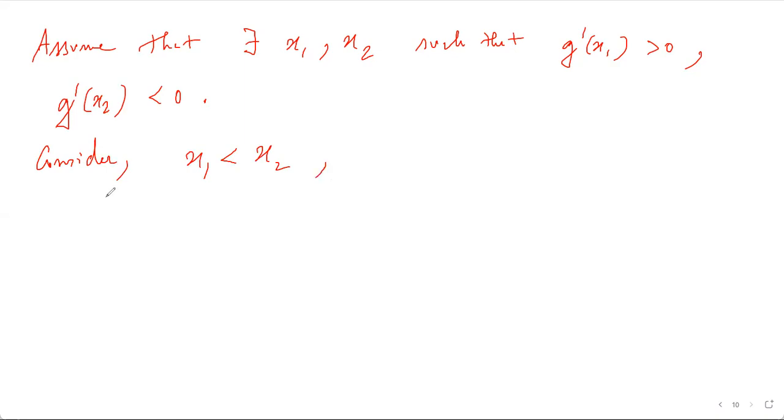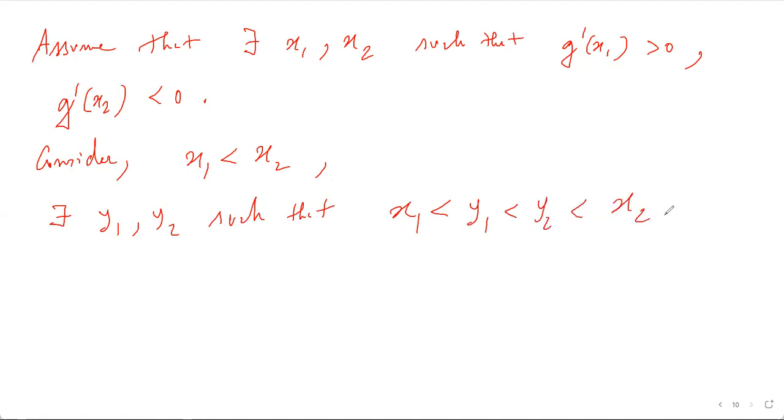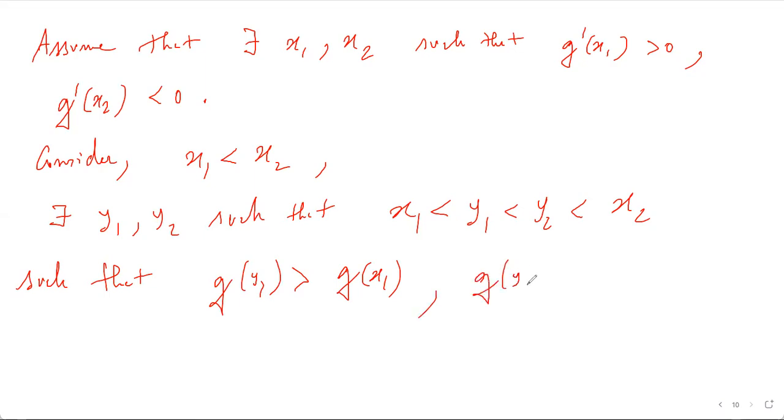We can take that one of them is bigger than the other. Then there exist points y1, y2 such that x1 is less than y1 less than y2 less than x2, such that g of y1 is greater than g of x1. Because g dash x1 is greater than 0, there exist such points y1 and y2. Also g of y2 will be greater than g of x2.